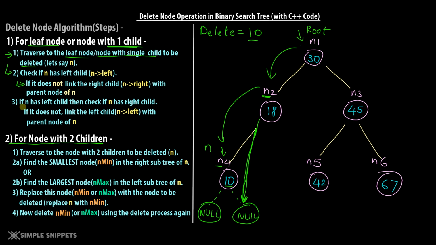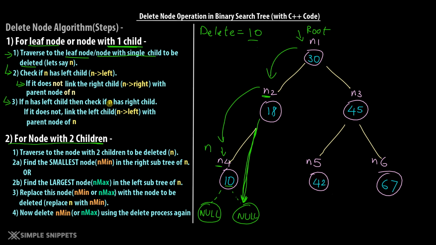Now in case n had a left child, then you have to check if n has a right child. And if it does have a right child, then it is a scenario with the node with 2 children. So that is a separate discussion. But if it does not have a right child, then we have to link the left child. Okay. So this step will only happen when the node has a left child. Okay.